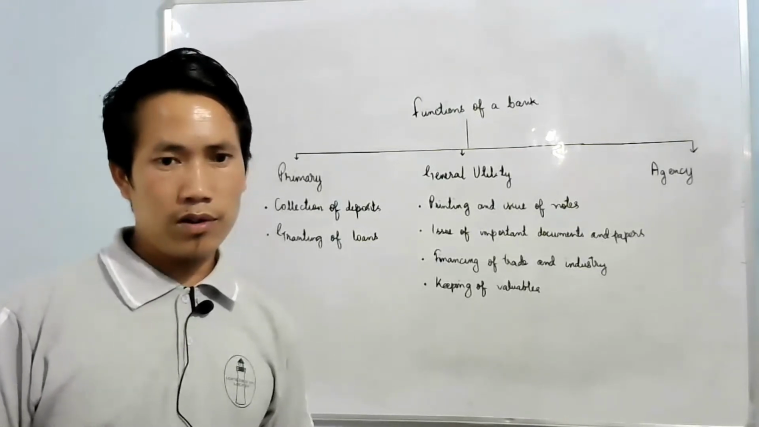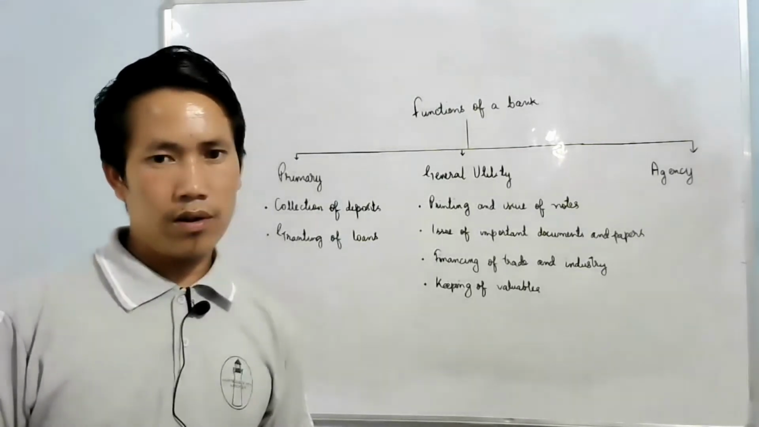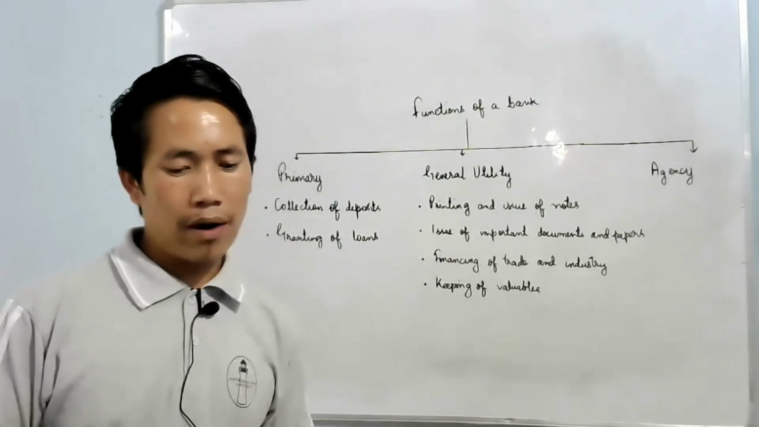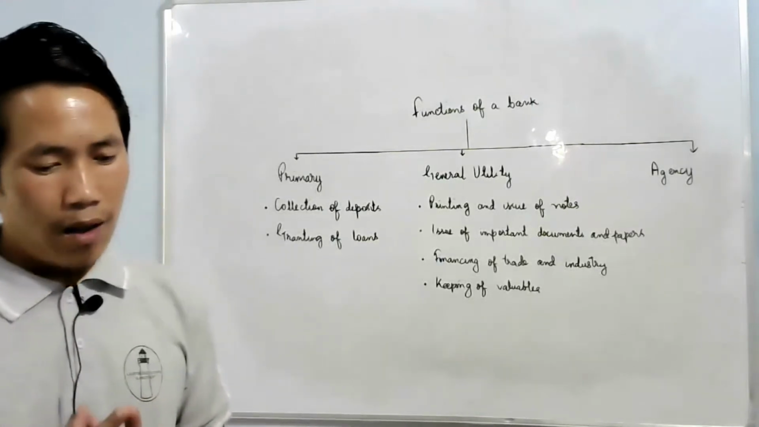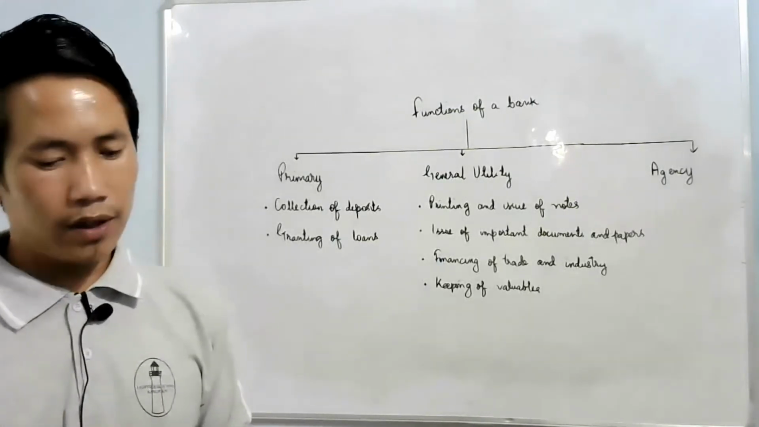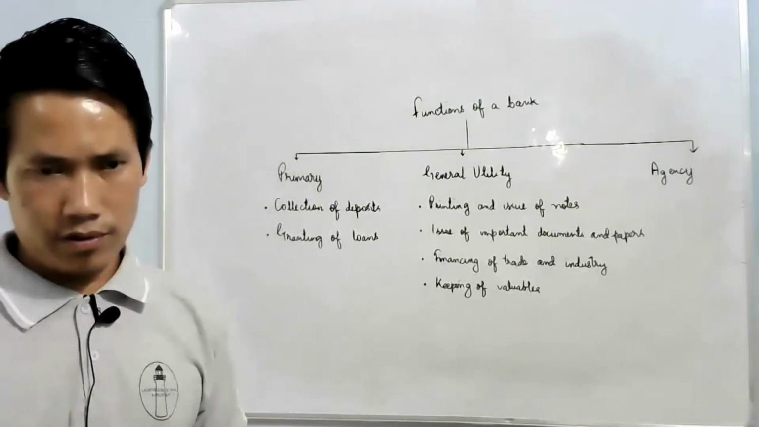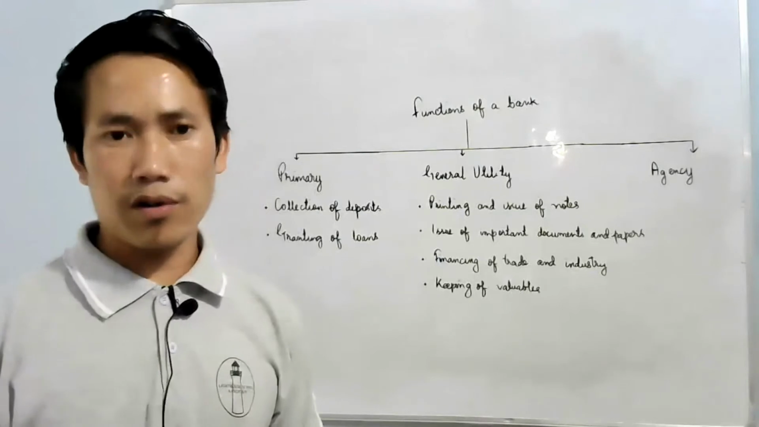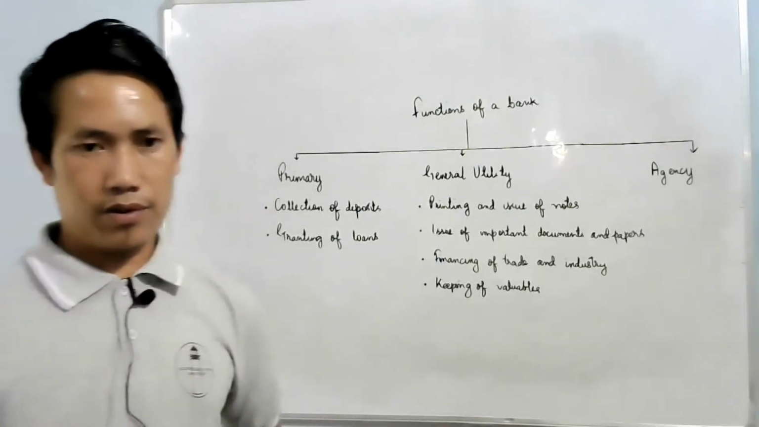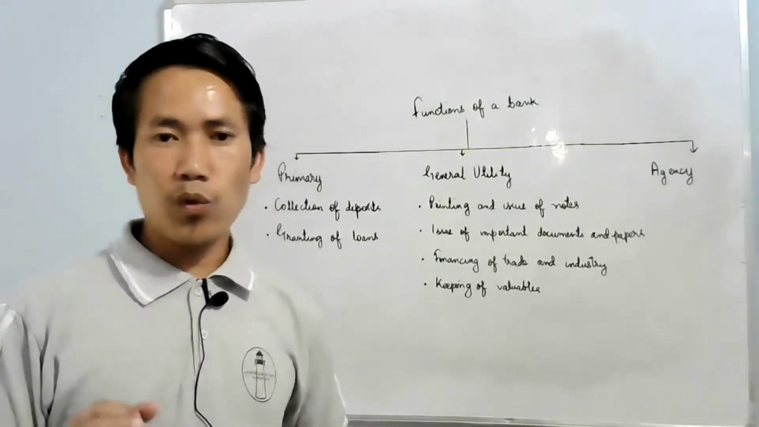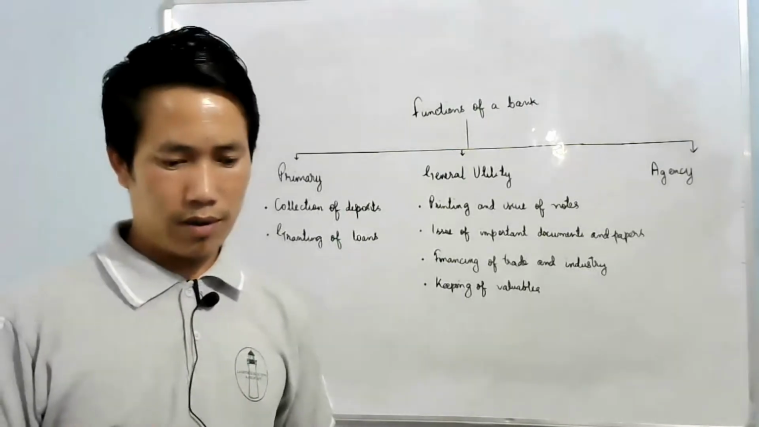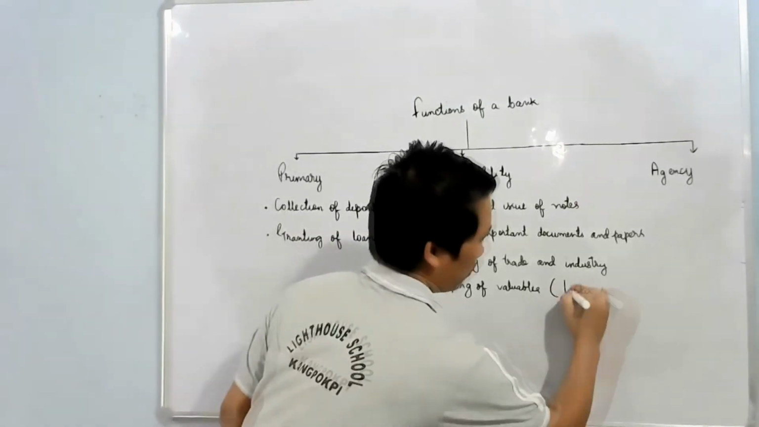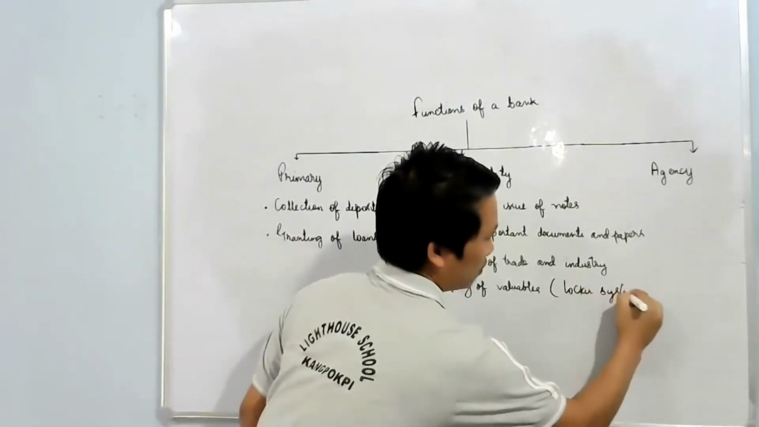And last but not the least, under general utility function, we have keeping of valuables. What the bank does here is, the bank keeps valuables of customers, for example gold ornaments or maybe important papers for the customer. Such type of service is known as locker system. So let me write down for you. Keeping of valuables and documents is known as locker system.